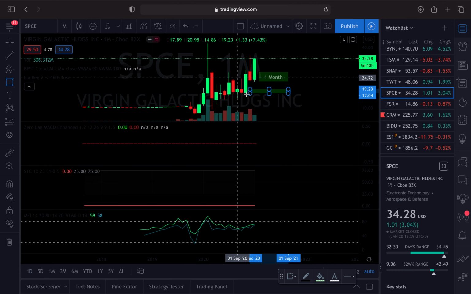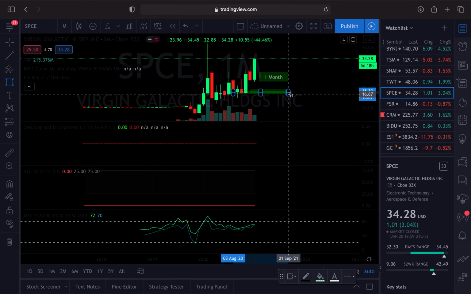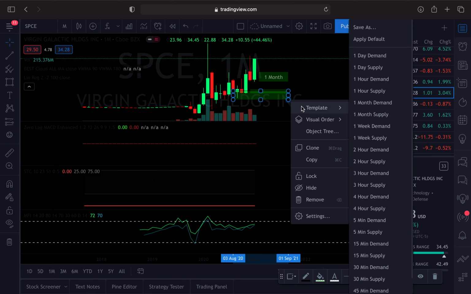When you want to look for demand zones, you want to look for an exaggerated move to the upside. Something that's a fast enough move to where it would leave buy orders unfilled. So there's another one right here. And a lot of times you'll have zones overlapping like this. There we go. Let's turn that into month.